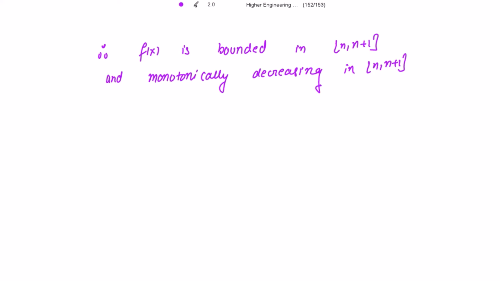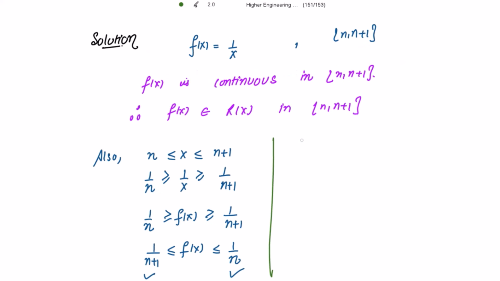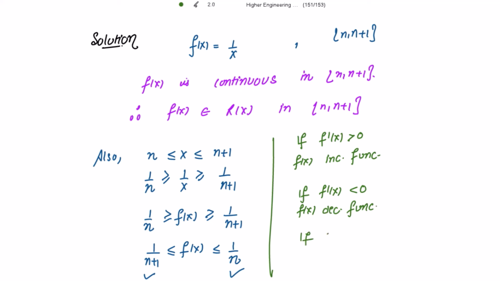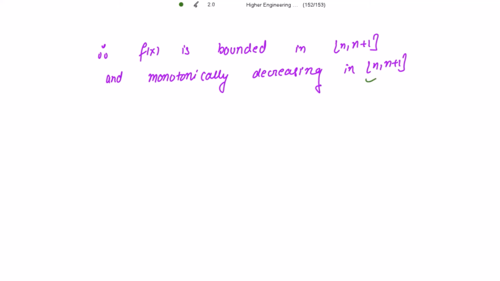How to know that the function is a decreasing function? Please note that if the derivative of f of x is strictly positive, then the function is an increasing function. If the derivative of f of x is negative or strictly less than 0, then the function is a decreasing function. And if f dash x is equal to 0, then the function is a constant function. So in our case, f of x is 1 by x. What is the derivative of f of x? It is minus 1 by x square, which is strictly less than 0, right? So our function is a decreasing function and it is monotonically decreasing in the closed interval n to n plus 1.